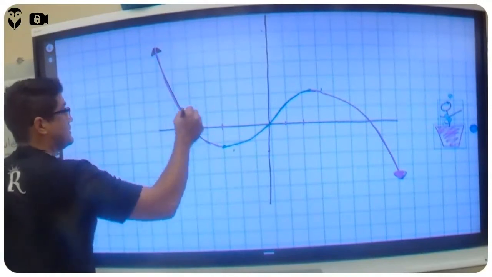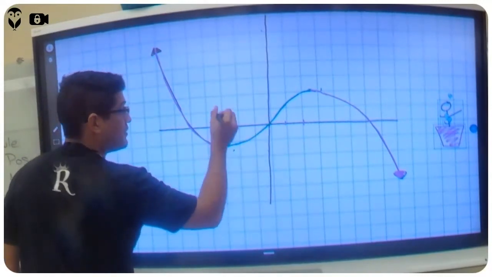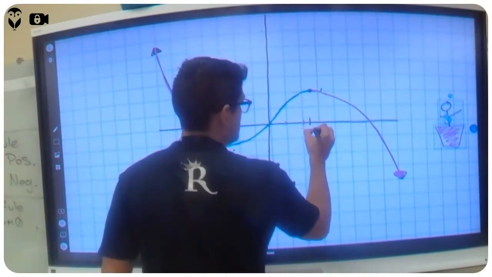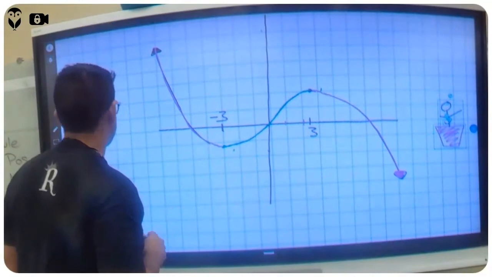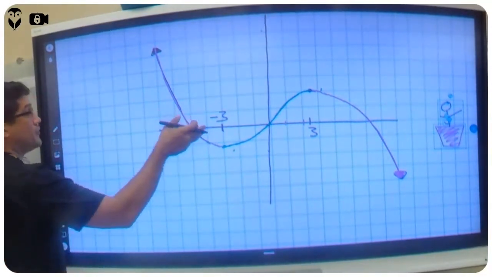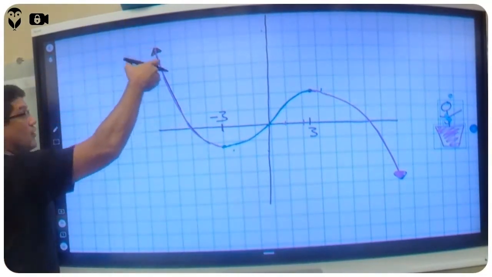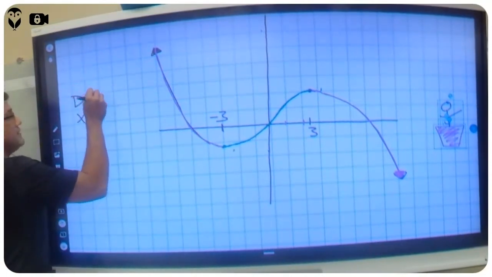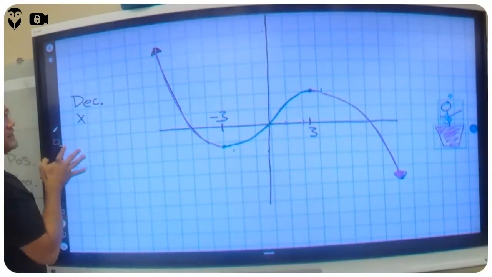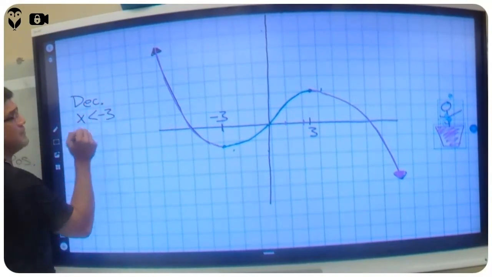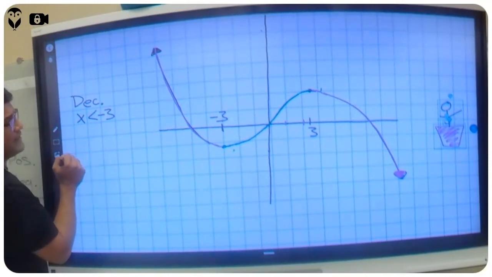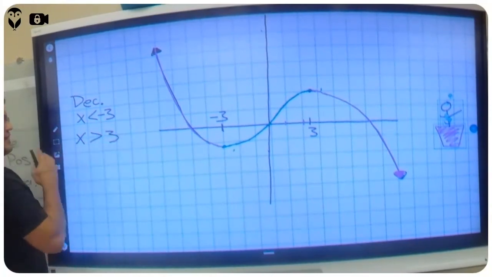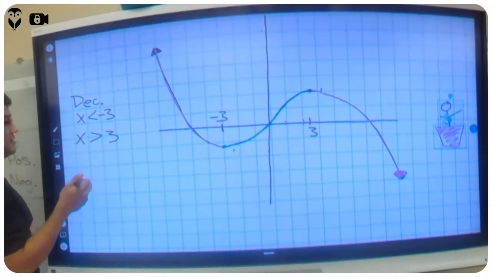Okay, so all of this is increasing up to here, which we call -3, and it's increasing up to here, which we'll put at 3 right now. I know it's not there, but let's pretend it's at 3. So when is it decreasing? All of this is decreasing. So decreasing, all right, DEC. When is it decreasing? When X is less than -3, and when X is greater than 3. That's when it's decreasing.